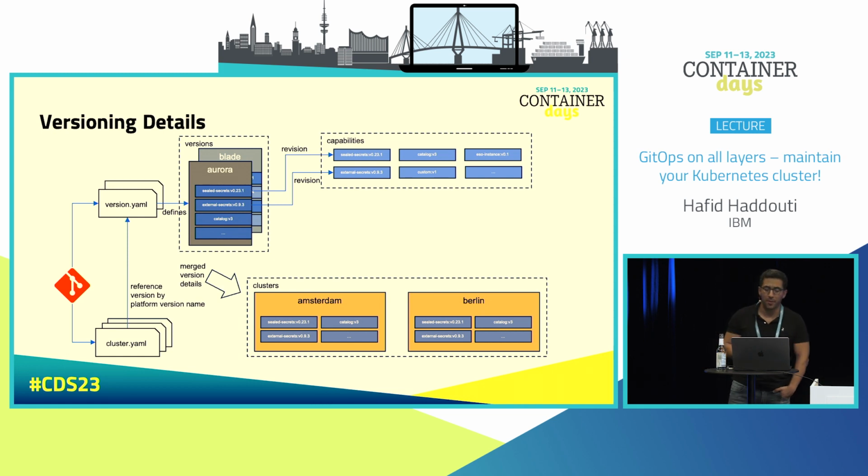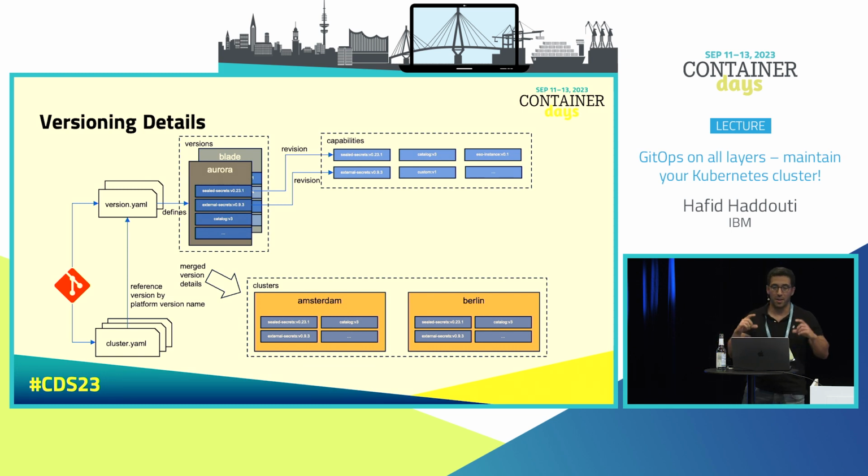Let's have a closer look at how the version logic works. At the top, we see the details regarding the version. Each platform version is defined in its own version YAML file and also has a name like Aurora, Blade, something like that. The version YAML file consists of a list of capabilities with the corresponding version. And the capability version is usually a revision to a state in Git. So it also means that it's possible to have different revisions for each capability.